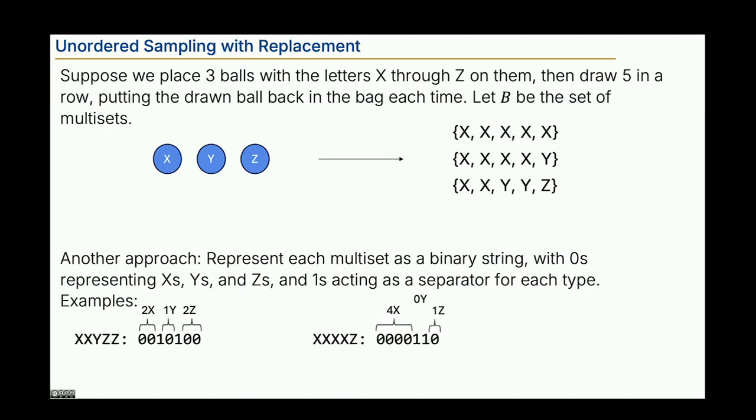Let's say I have 4 x's and a z. Well, then I'll have 4 zeros up front, then a 1, then another 1. Why did I do 2 1s in a row? Because there were no y's. And then we have a 0 for that last z. By the way, it doesn't have to be zeros and 1s. It could be stars and lines. It could be x's and y's, whatever. But I did zeros and 1s.